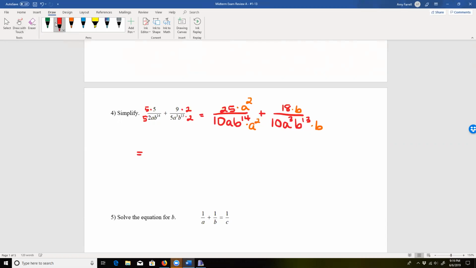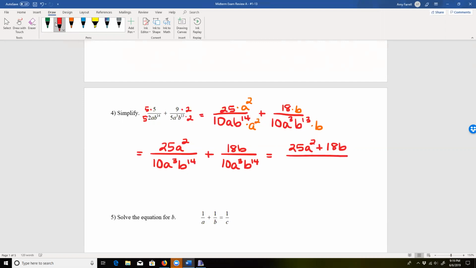So let's see, the first fraction, or the first rational expression, becomes 25a squared over 10a cubed b to the 14th plus, then we have an 18b over 10a cubed b to the 14th. So now that we have a common denominator, we can add numerators and retain that common denominator. When we add the numerators, they are not like terms, so I can't do much better than that.